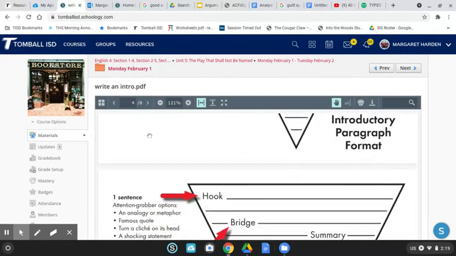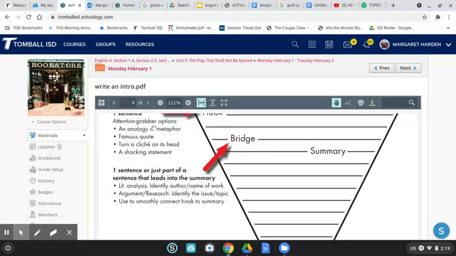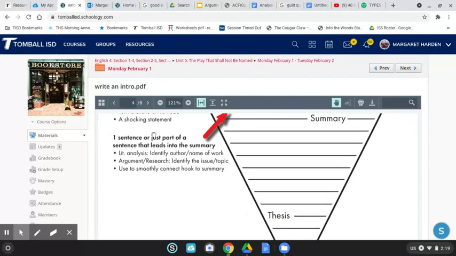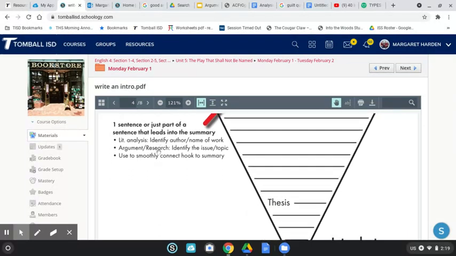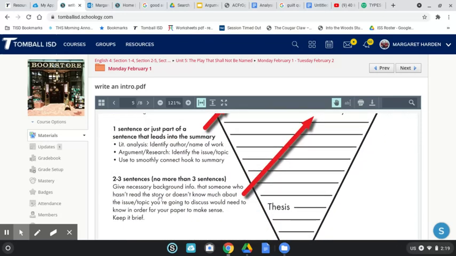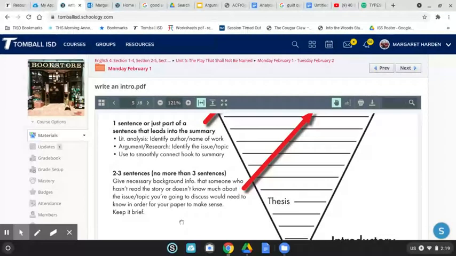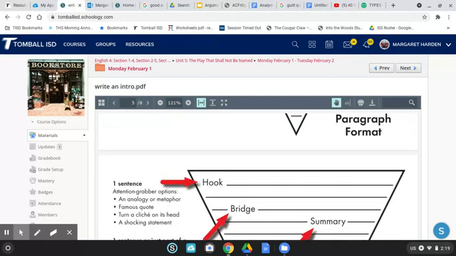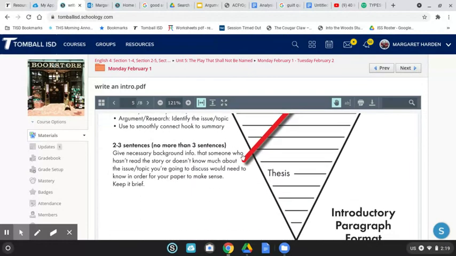I need a summary. So I've got my hook. I got their attention. I told what I'm going to talk about with what work we're looking at. And now I'm going to look at a summary. Give the background that someone who hasn't read the story or doesn't know much about the issue needs, so that the paper can make sense. I am not going to retell the story of Macbeth. I'm just going to talk about Macbeth and Lady Macbeth and why they experienced this guilt. So back I go.